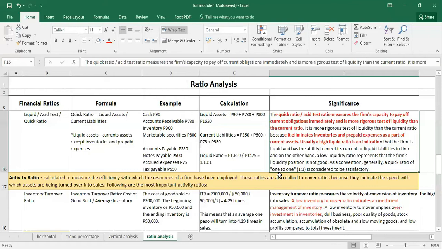So, ano naman ang standard amount or standard ratio rather ng ating quick ratio? As a convention, generally, a quick ratio of 1:1 is considered to be satisfactory. So, lower than that, meaning to say, hindi na kayang i-sustain ng isang business ang kanyang mga current liabilities, current obligations using their liquid asset. So, 1:1 is the satisfactory.